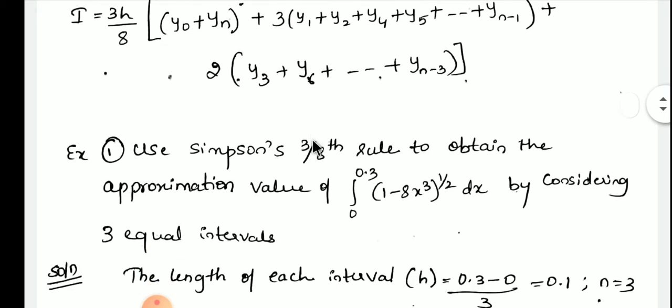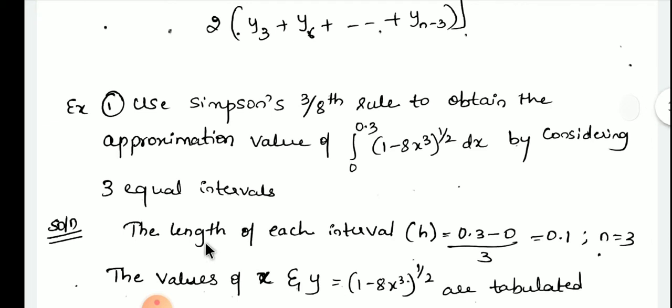Now we look into the first example. Use Simpson's 3/8 rule to obtain the approximate value of the integral from 0 to 0.3 of (1 minus 8x cubed) whole to the power 1 by 2 dx, by considering 3 equal intervals.